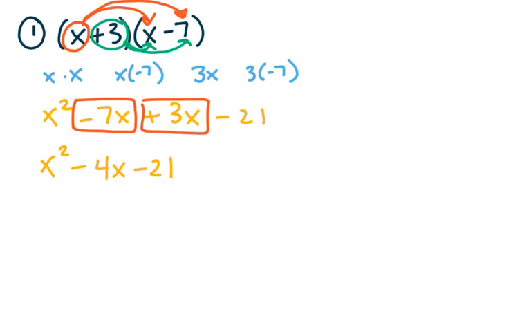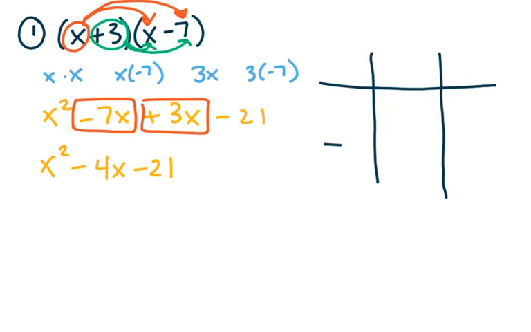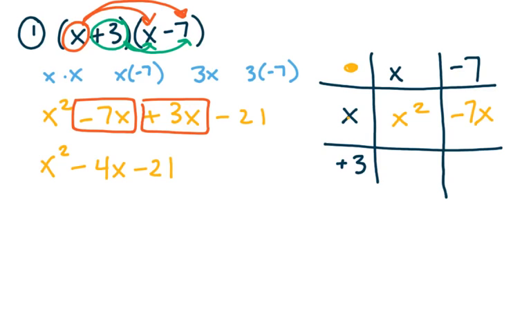Now to show you how to do this with the grid as well, draw your tic-tac-toe board and then input your values. X plus 3, x minus 7. And go ahead and just do the products and multiplications here. So I'm saying x times x is an x squared. X times a negative 7 is minus 7x.